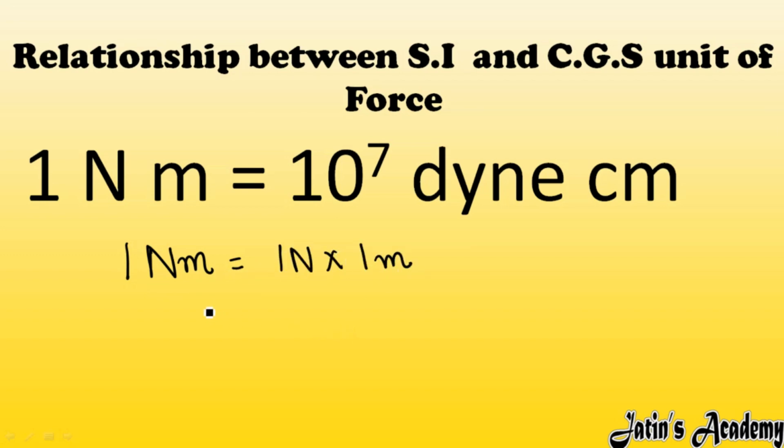So 1 Newton meter means when you apply a constant force of 1 Newton to that object which is at the perpendicular distance of 1 meter from the fixed point, that turning effect of the force is 1 Newton meter. I will explain again. 1 Newton meter means when you apply a constant force of 1 Newton to any object which is fixed at a perpendicular distance of 1 meter, that turning effect in that object is 1 Newton meter.